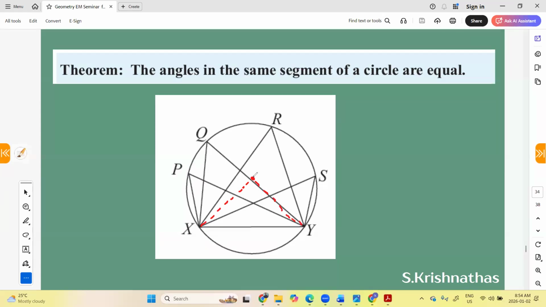Right. Here, one of the constructions: take this point as O, the center. Students, if this is 2x, then this one is x, and this one is x. So what can you say about x? x, x, x, all are equal.